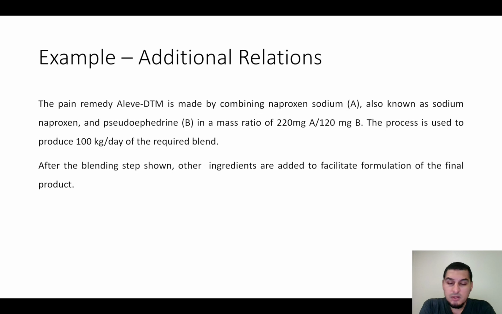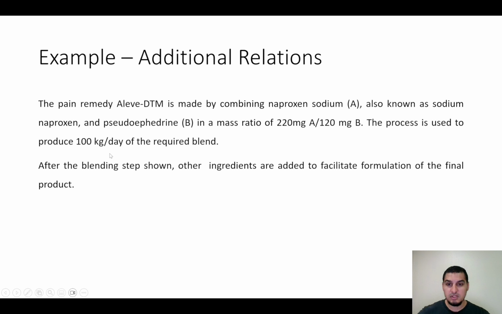Everybody, so we will take an example to demonstrate the next point, and this is a very simple process of manufacturing a medicine. We have two components, A and B, that this medicine is composed of, and they are mixed together, and we have the product.